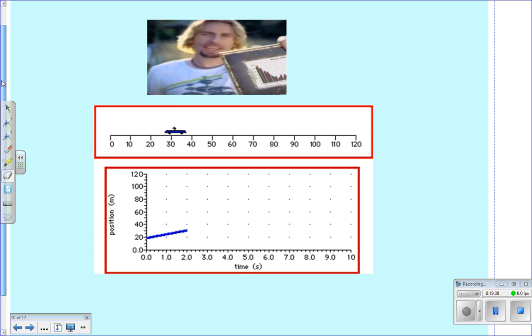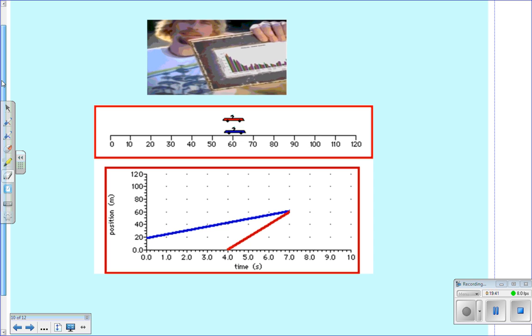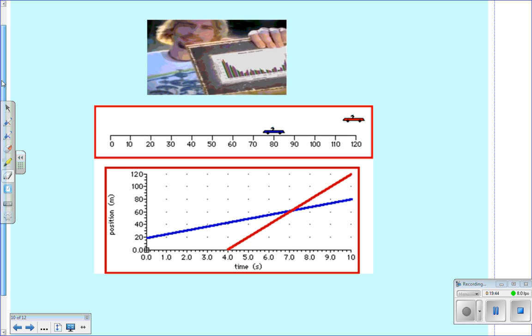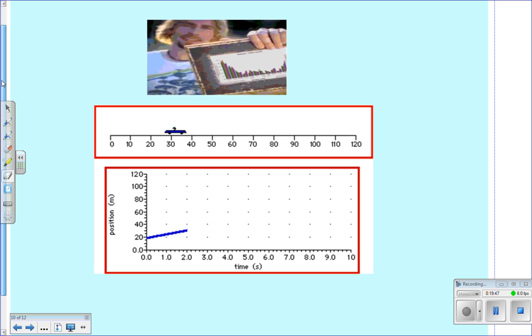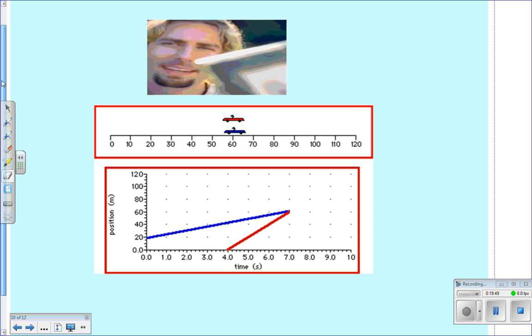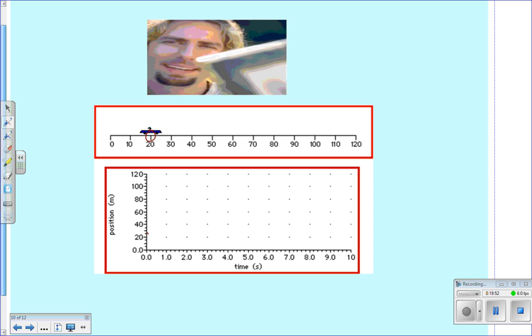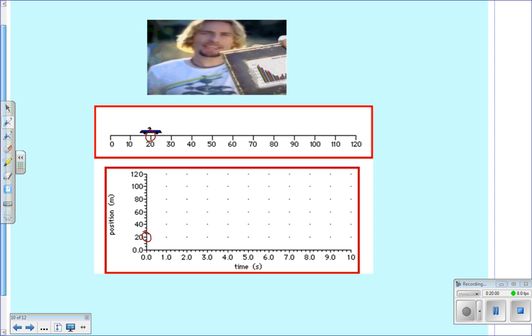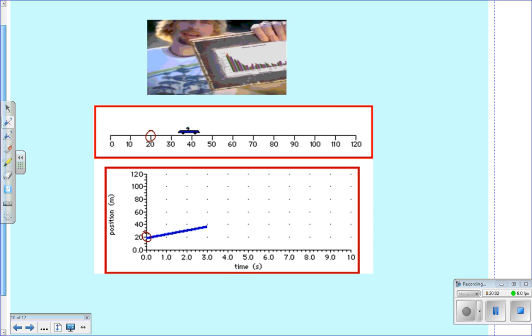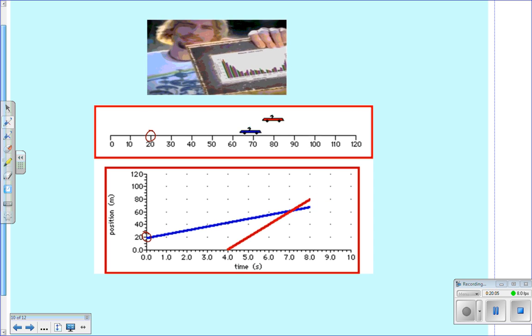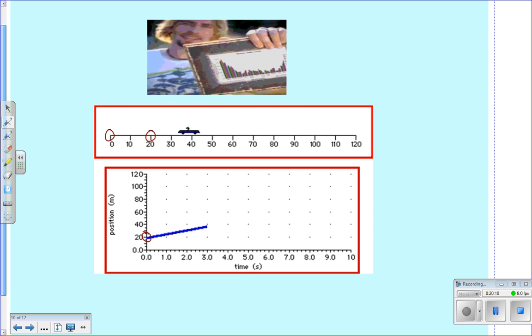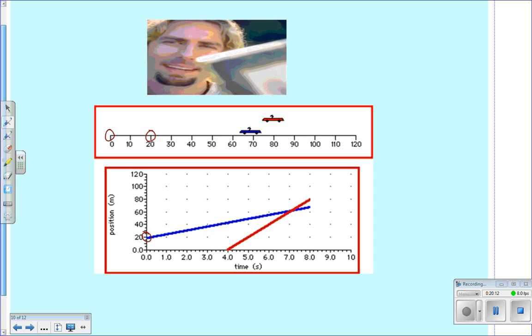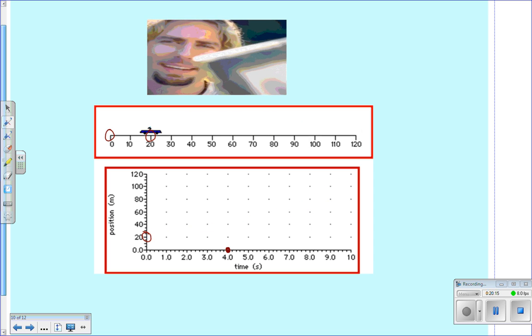Look at this graph, right? Hopefully you guys have seen that Vine before. So here's a position time graph showing you the motion of these two cars. The blue car starts out at a position of 20, and so on the graph it starts out with the y-intercept of 20. And then it's moving at whatever speed, not very fast, relatively speaking, relative to the red car. The red car starts out back here at 0, but we don't see it on the timer until the timer has reached 4 seconds, so that's why it starts here.